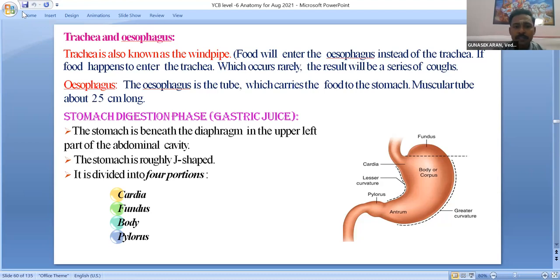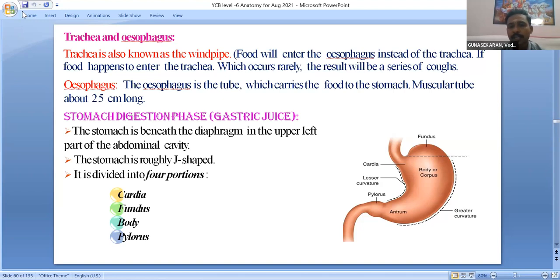Then the stomach gets the food. It produces some gastric juices and starts the digestion. The stomach has four major portions. Sometimes the question will come: what are the major portions of the stomach? You can see the diagram.